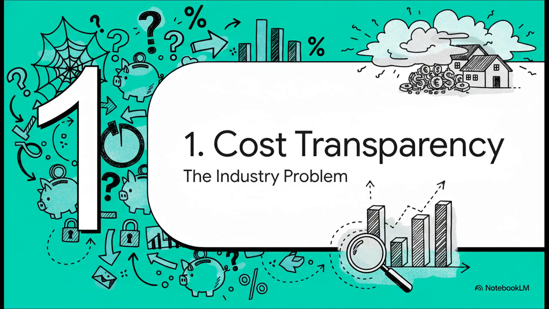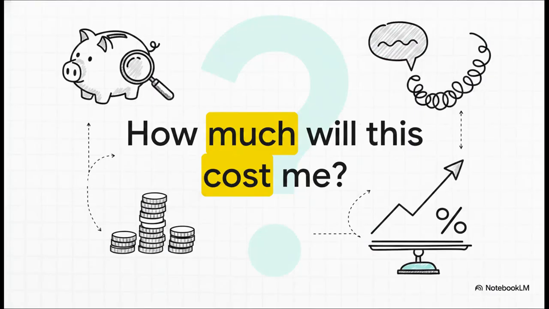Section 1, the cost transparency problem. When you are evaluating a management partner, the absolute most common question you ask is simply, how much will this cost me? But you know the drill. Traditionally, getting an honest answer requires sitting through these long-winded sales pitches and waiting on hold just to get a basic percentage rate. It's honestly a bit like buying a car where they refuse to tell you the price until you are already sitting in the finance office.